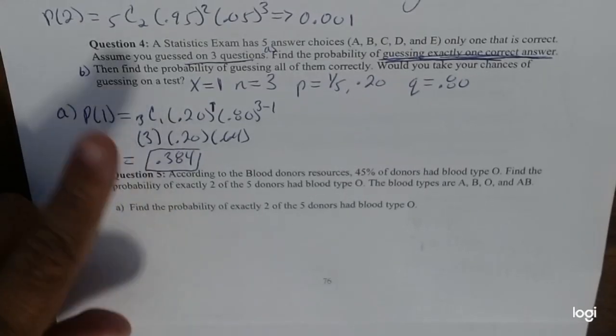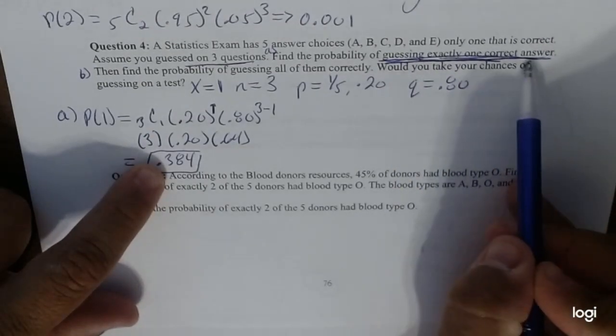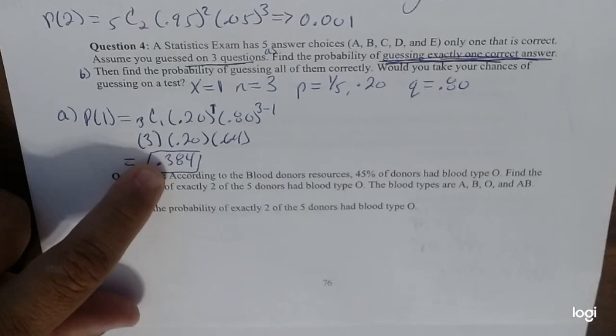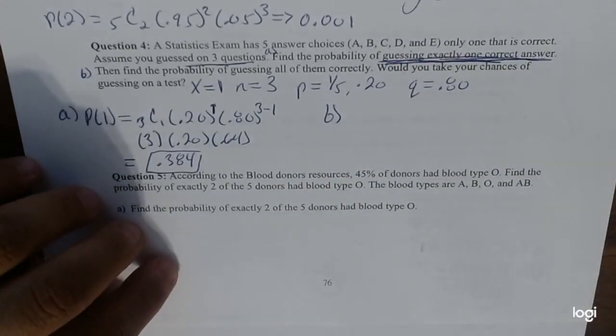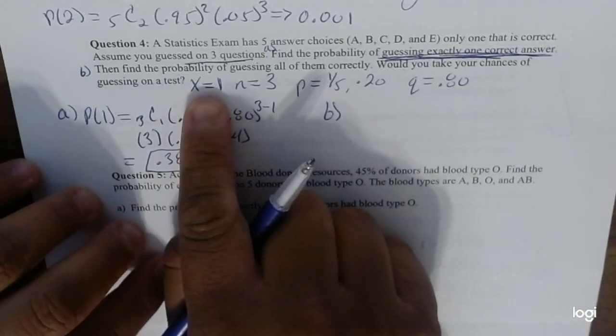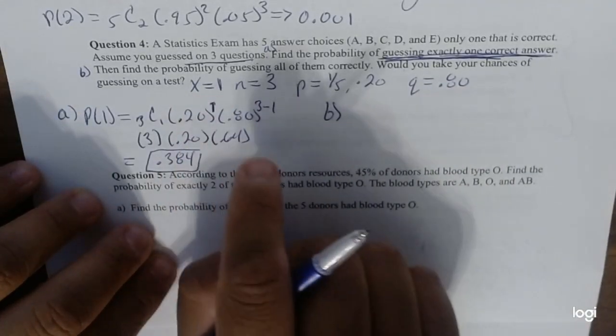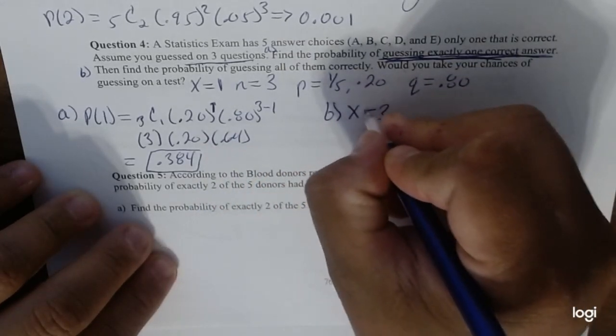So this is how you interpret your answers. This is the probability of guessing one correct answer out of 3. Okay. Now let's see what's the probability of getting all correct. So the same thing here, right? That applies, but what is x now if I want all of them correct? So I want the first one and the second one and the third one. So this means x is going to equal 3, all 3 correct.